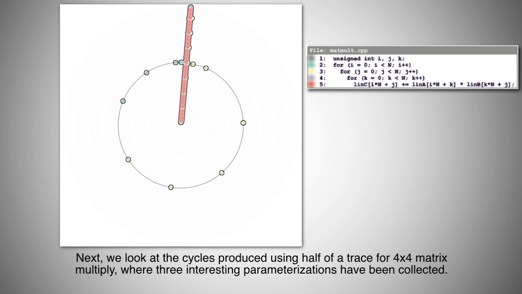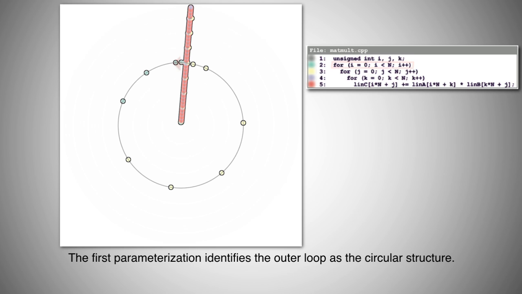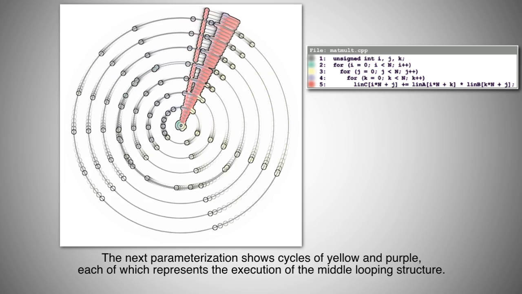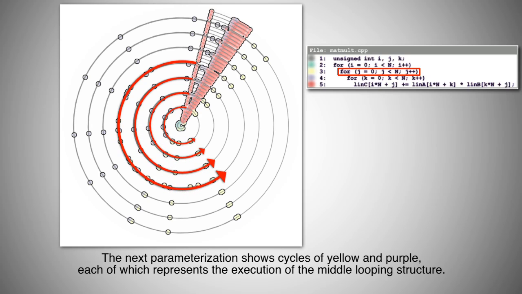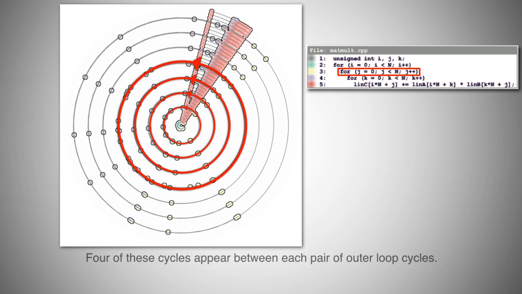Next, we look at the cycles produced using half of a trace for a 4x4 matrix multiply, where 3 interesting parameterizations have been collected. The first parameterization identifies the outer loop as the circular structure. The next parameterization shows cycles of yellow and purple, each of which represent the execution of the middle looping structure. 4 of these cycles appear between each pair of outer loop cycles.